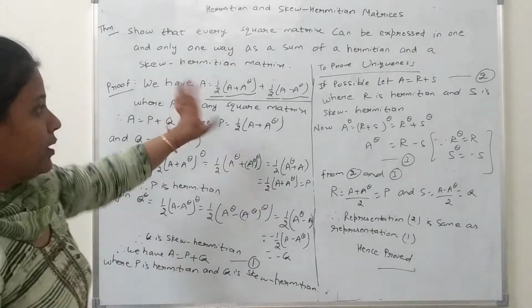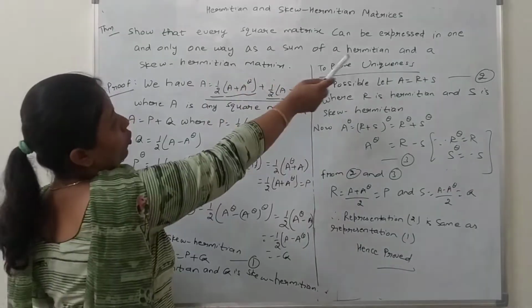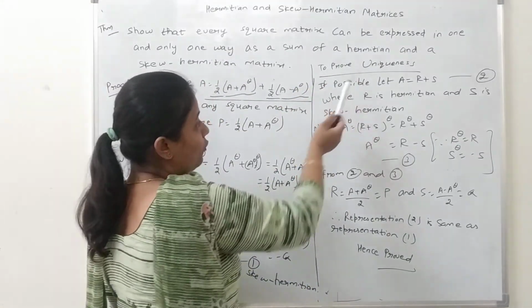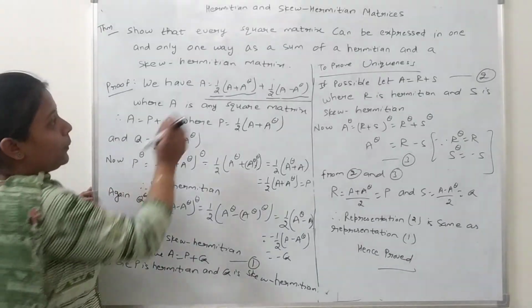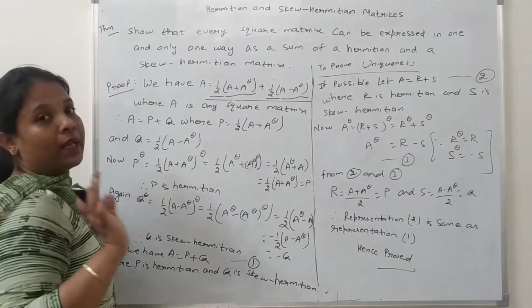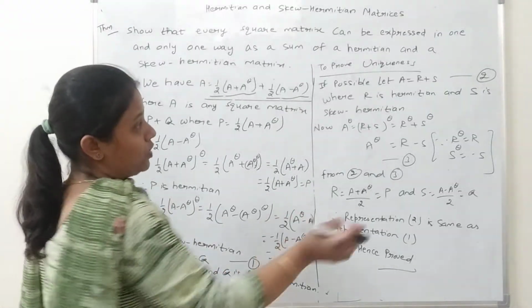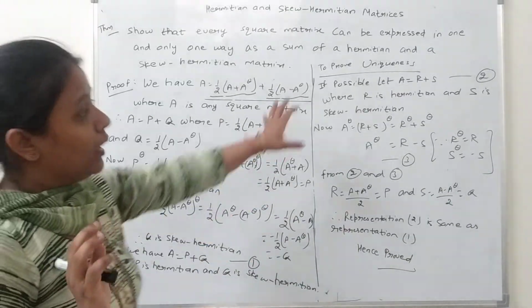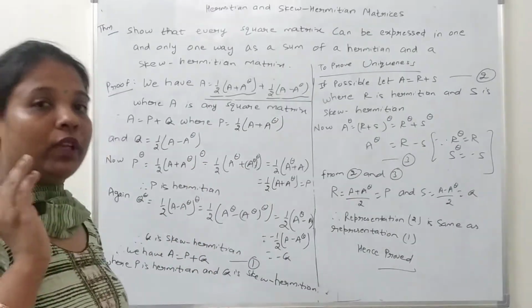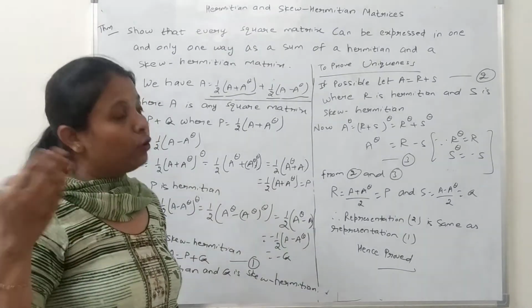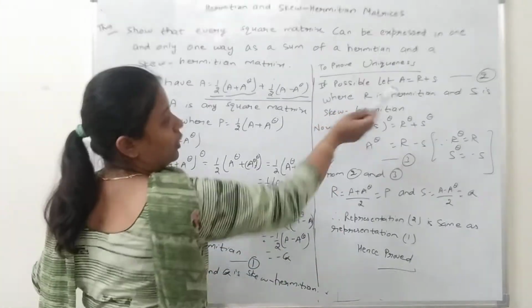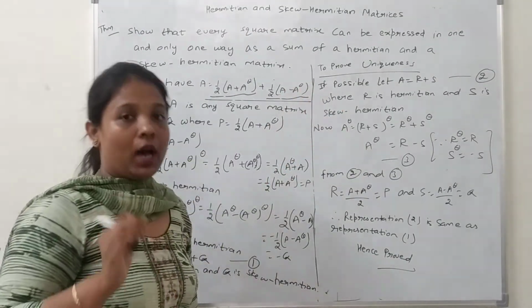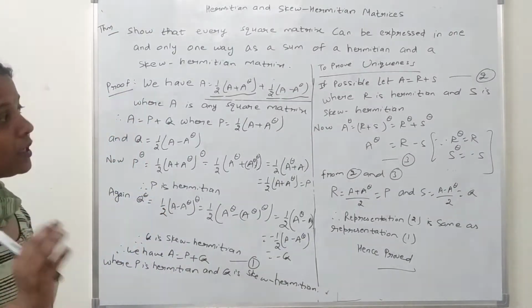Now to prove uniqueness, because we have to show it can be expressed in one and only one way. Proving uniqueness means that A can only be expressed as this P plus Q; we can't express A in any other two matrices. Let us suppose, if possible, that A equals R plus S. We have assumed that we can represent A as a sum of another two matrices R and S, where R is Hermitian and S is skew Hermitian.